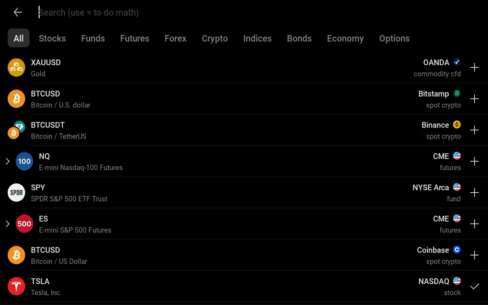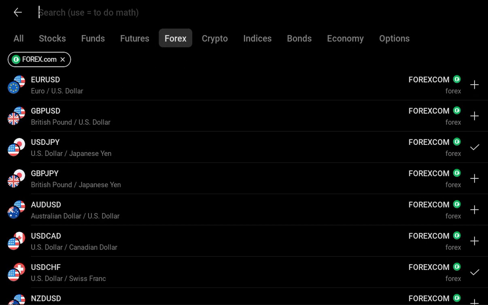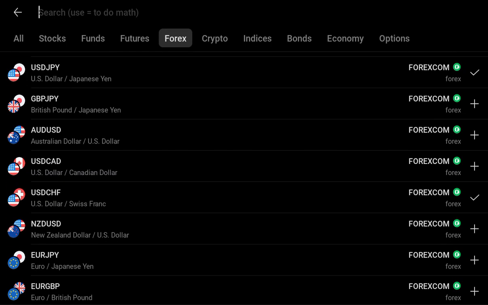But most importantly, the forex pair is the most popular pair traded after gold. Gold is the most traded pair. Gold is not a forex pair, but it is a metal and it's also a pair. So after gold, the most traded pairs are all these forex pairs.